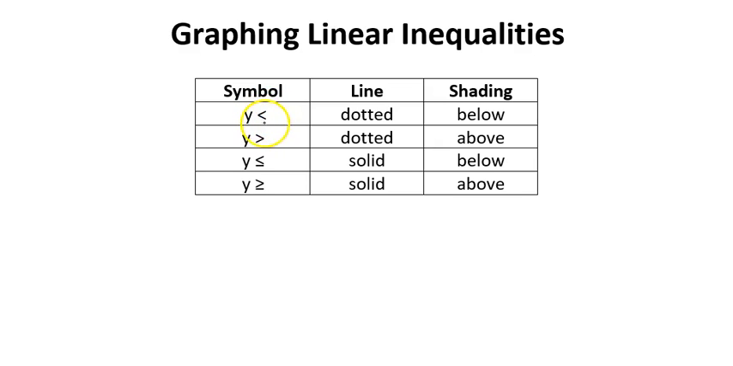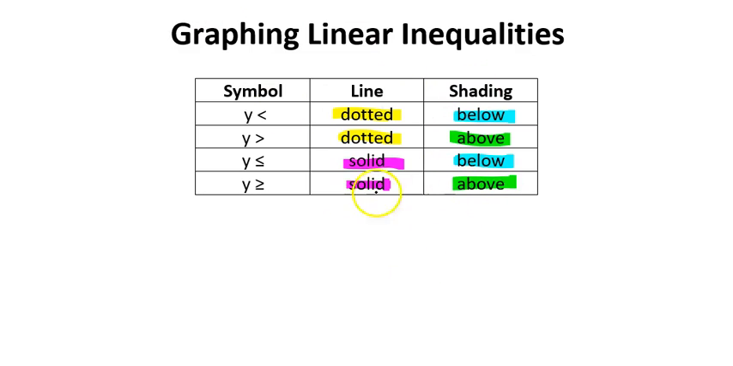The ones that are strictly less than or greater than, these two, have dotted lines. If it has a less than or equal to or a greater than or equal to, thinking it has that solid line underneath, those lines will be graphed solid. Okay? And then if it is a less than symbol in relationship to the y, like the first one or the third one, you are shading below. If it is a greater than symbol, like this one or this one, you are going to shade above.